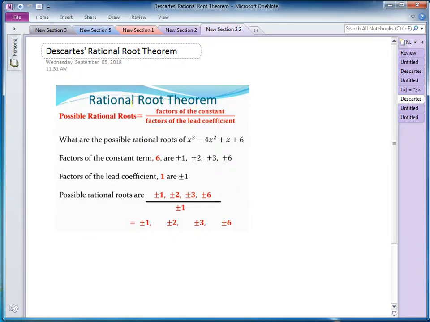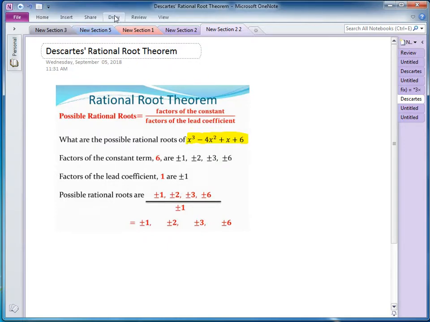Rational means fraction looking. Can I have a square root solution from this theorem? No. Can I see imaginary number solutions? No. He's talking about only fraction looking solutions, okay, in the rational numbers. So this is the example.